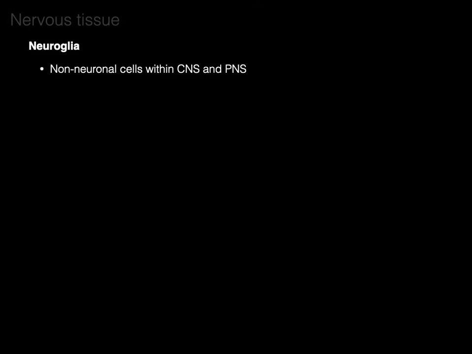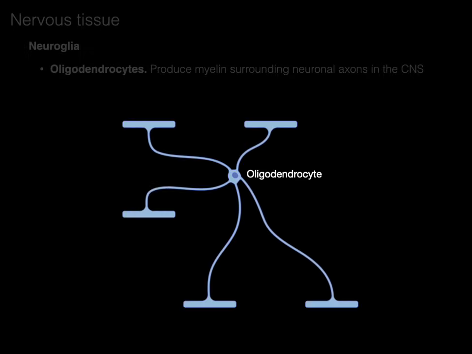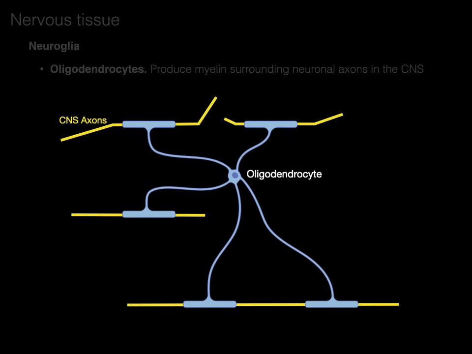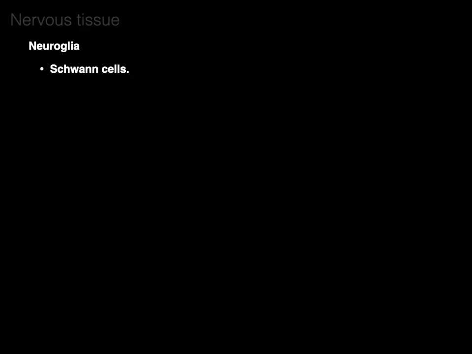Now, neuroglia, these are the non-neuronal cells in the central and peripheral nervous system. They provide physical and metabolic support to neurons. Examples are oligodendrocytes, which produce myelin surrounding axons in the central nervous system. There's one oligodendrocyte with numerous branches, or I should say a few, because the prefix oligo means a few, more than one. And so there's a central nervous system axon, and those are the other ones. And so notice that the oligodendrocyte surrounds a part of one axon, but it surrounds parts of numerous axons.